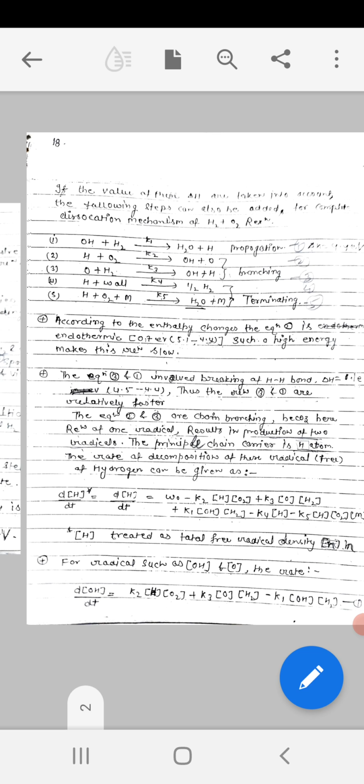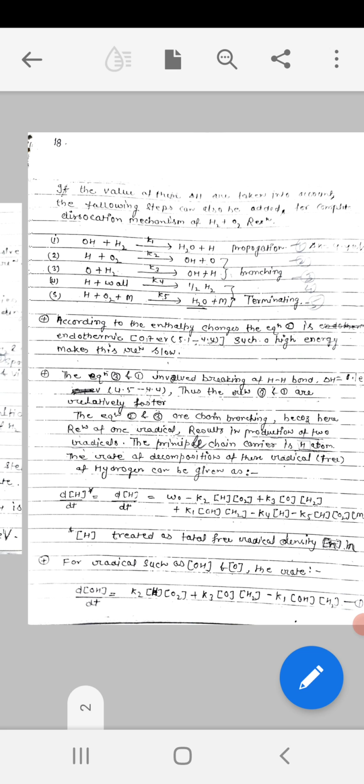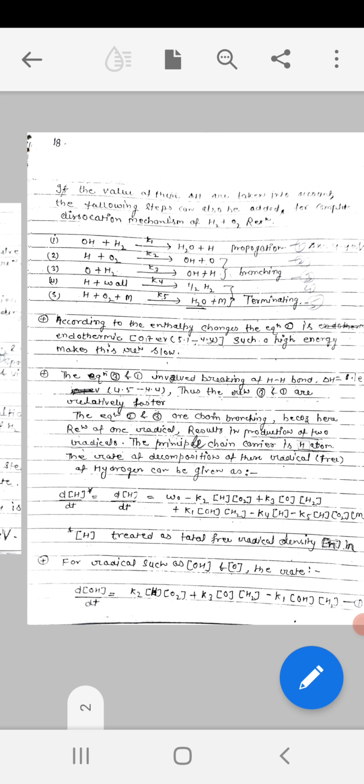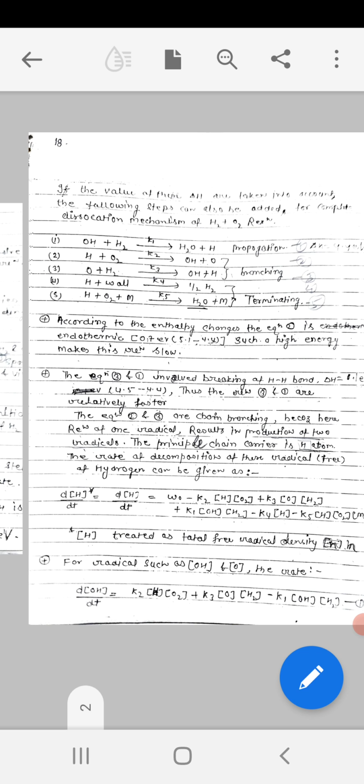Substituting the value of oxygen at steady state into equation 4, which is the OH concentration at steady state, we come to an equation: OH concentration at steady state is equal to K2 H O2 concentration plus K3 H2 concentration into K2 into H into O2 concentration divided by K3 H2 concentration, and the whole divided by K1 CH2. Now the hydrogen concentration cancels out. Now the OH concentration at steady state is equal to 2 times K2 H O2, with one K2 H O2 before the plus sign and one K2 H O2 as the second part.